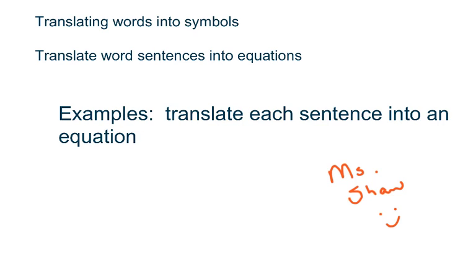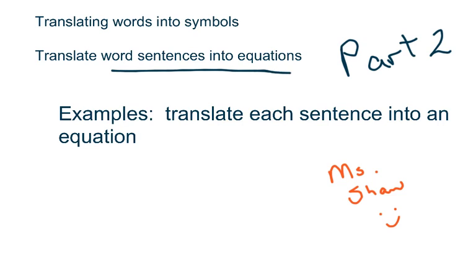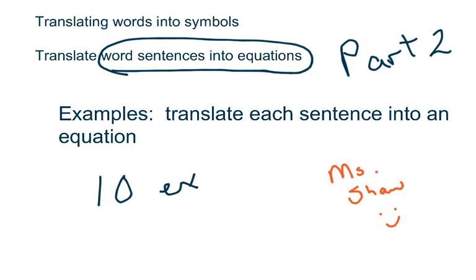This is basically part 2 of translating words into symbols. This time we are translating word sentences into equations, and I have 10 examples. We'll go through that. It should be pretty fast. We're not solving, we're just translating.